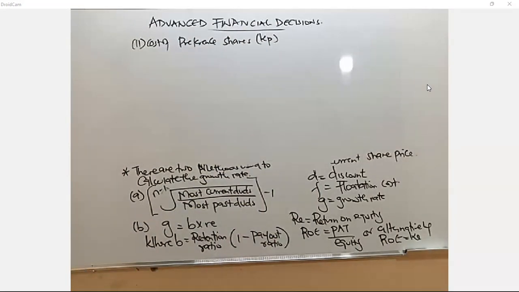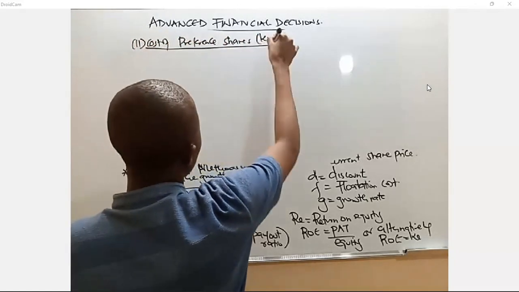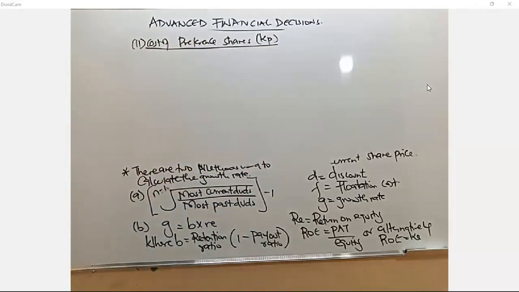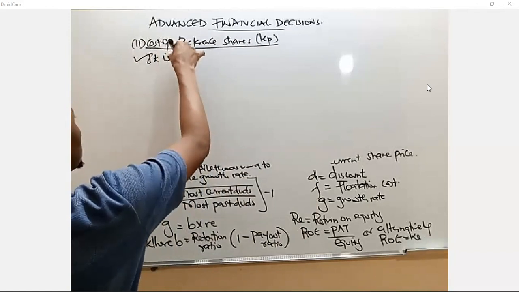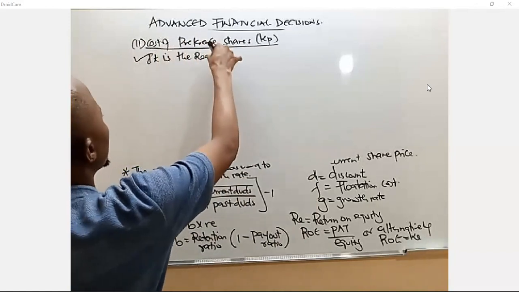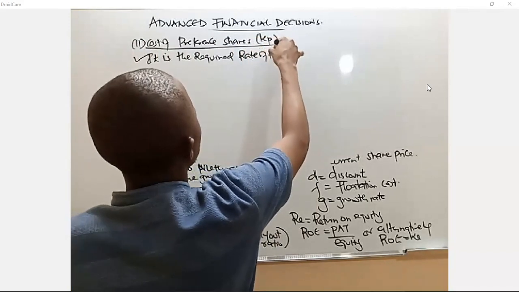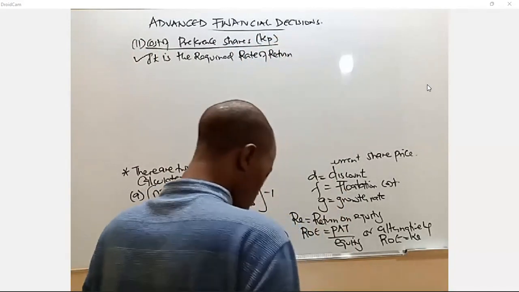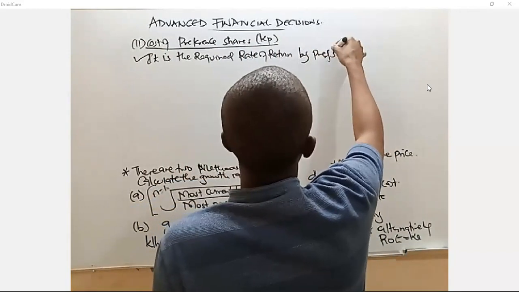Here is where the majority of us lie, because we are the preference shareholders in most of these organizations where we have already bought some shares. This is the required rate of return by preference shareholders.